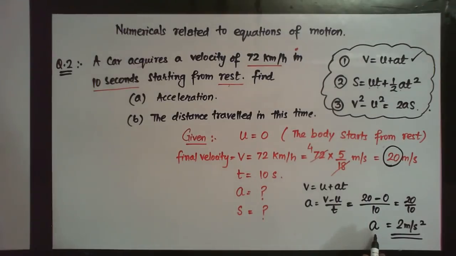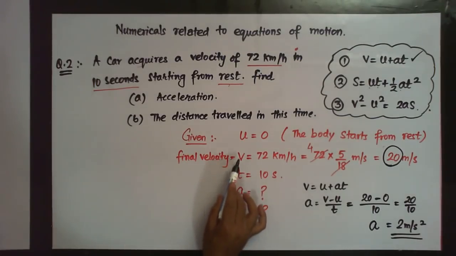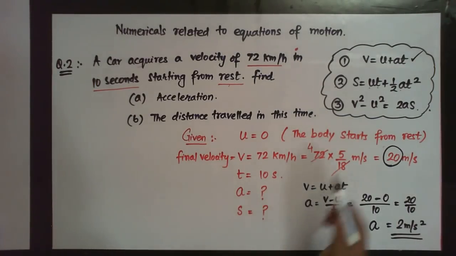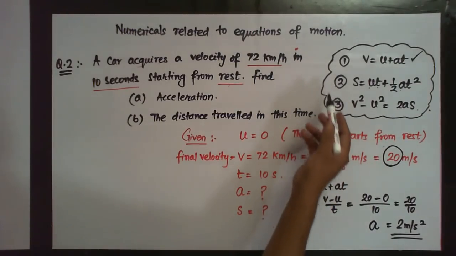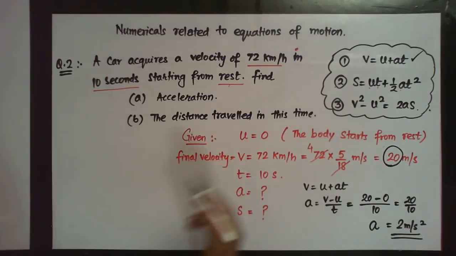Once we get the acceleration, we know A, we know T, we know V, we know U. Now we can use the third equation, or we can use the second equation. U is known, T is known, A is known. You can use either the second or the third. Let us use both of these equations and find out.